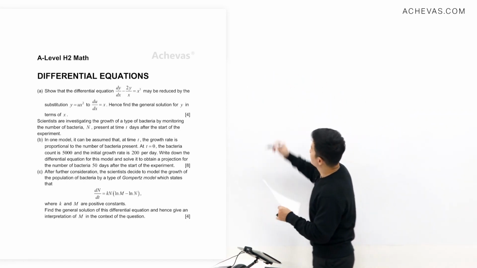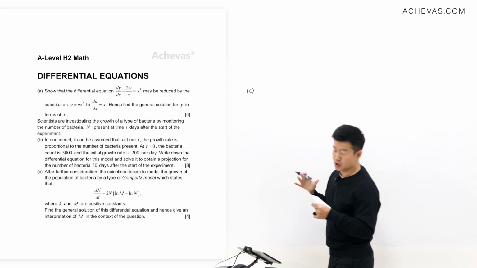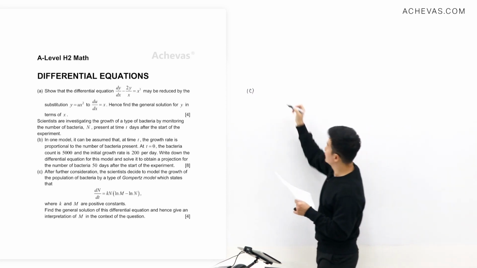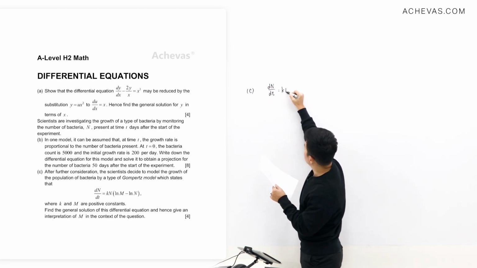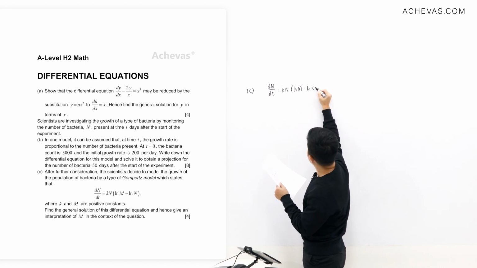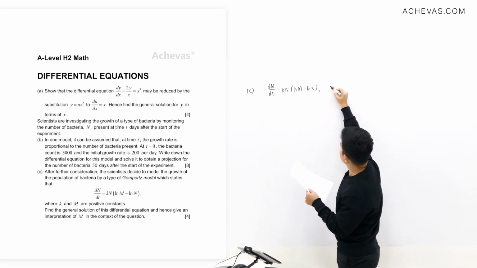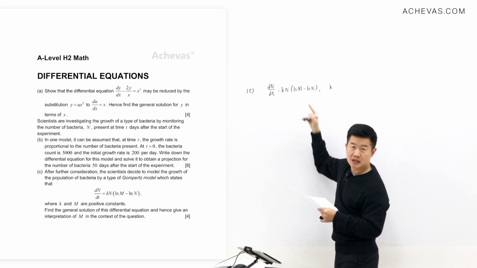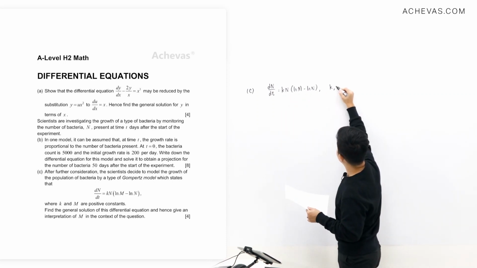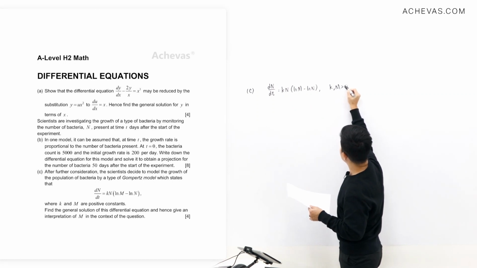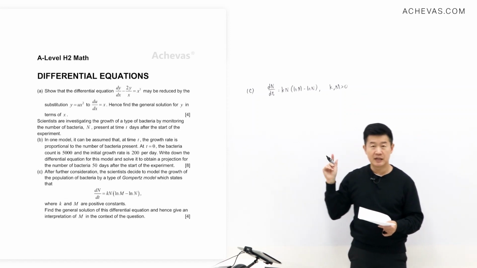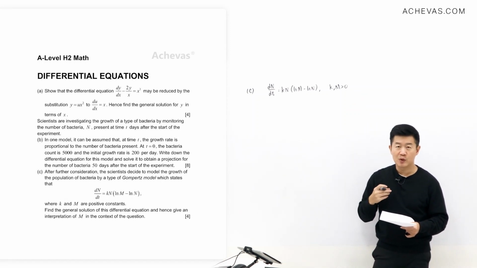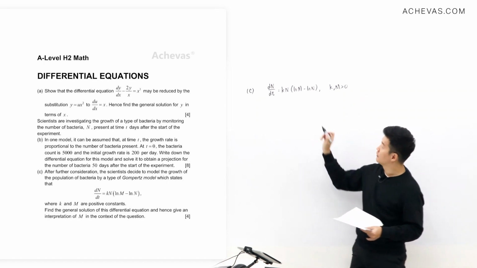Okay, for this last part of the question, we are actually given a new differential equation directly. Let me write it down. We have dn/dt is equal to kn, then ln m minus ln n, where it is also given to us by the question that this k and m here, they are positive constants. So let me write that information down for myself also. These are bigger than 0. What we are supposed to do is to try solve this differential equation first. Then we want to give an interpretation of this m over here.